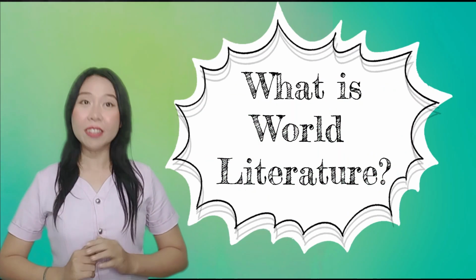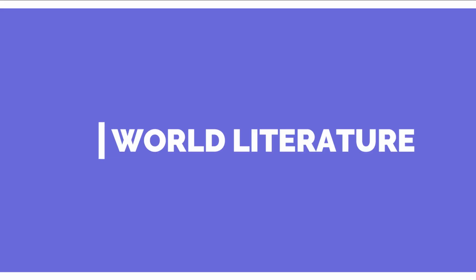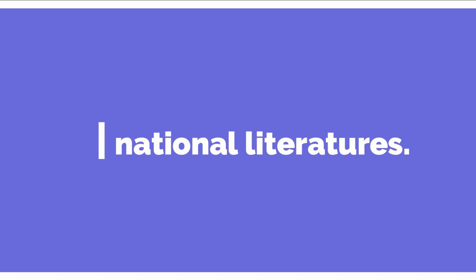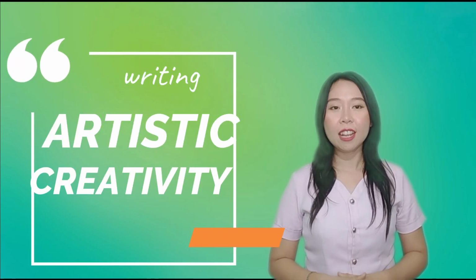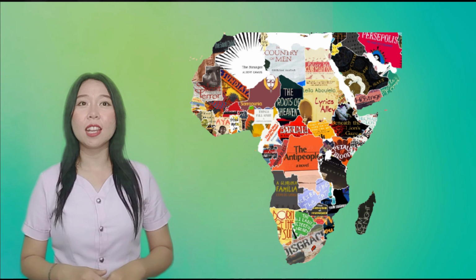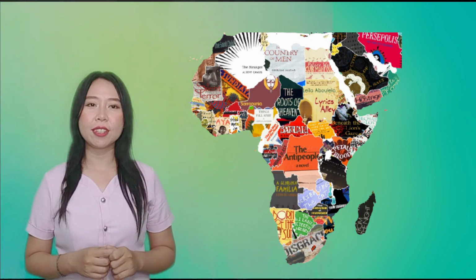What is world literature? World literature is the totality of all national literature. The formation of literature in different countries happened not at the same time, which is connected with the emergence of writing and artistic creativity. Each nation's literature has its own artistic and national features. They enrich each other by borrowing certain literary elements.